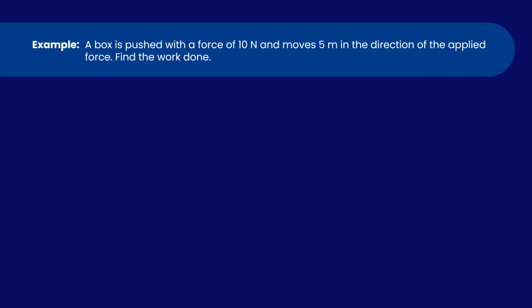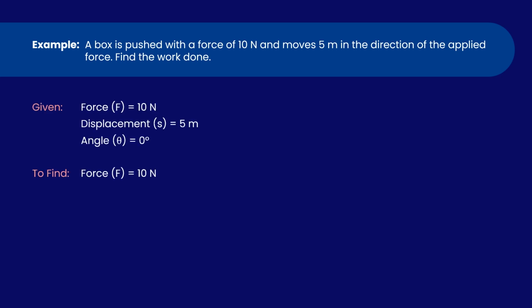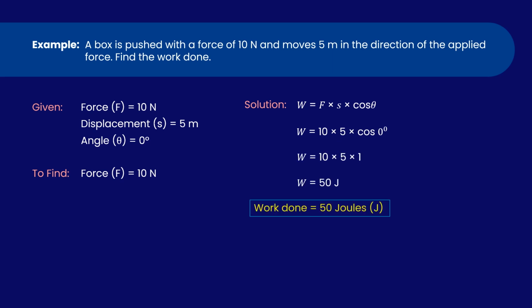Let's solve a simple numerical based on the work formula. A box is pushed with the force of 10 newtons and moves 5 meters in the same direction. Since the force and displacement are in the same direction, the angle theta is 0 degree. Using the formula, work is equal to force into displacement into cos theta, we get work is equal to 10 into 5 into cos of 0 degree. Since cos 0 equals 1, the answer is 50 joules. Therefore, work done is 50 joules.